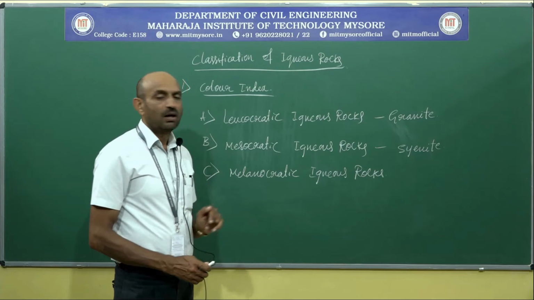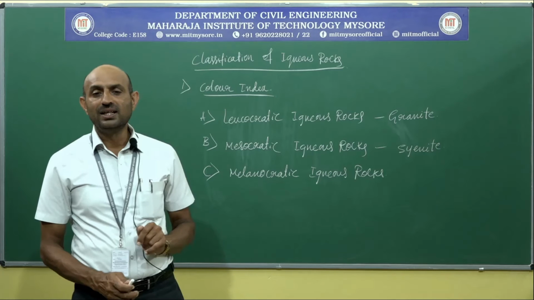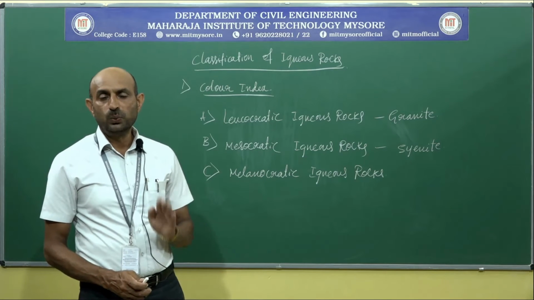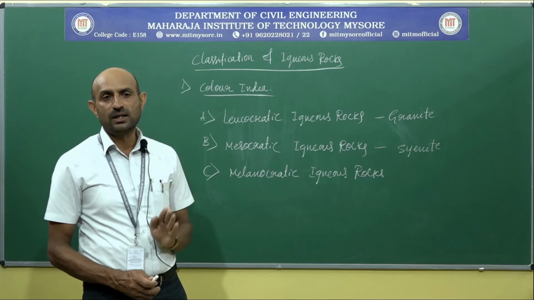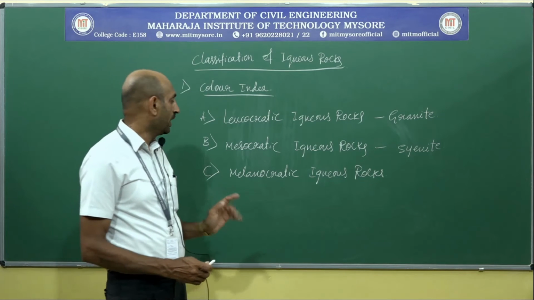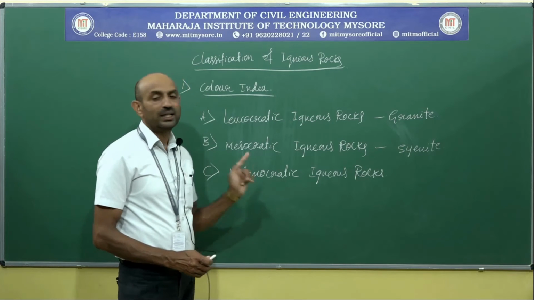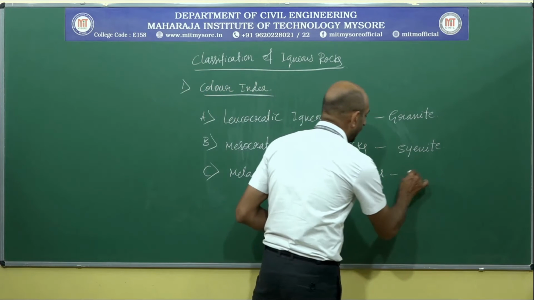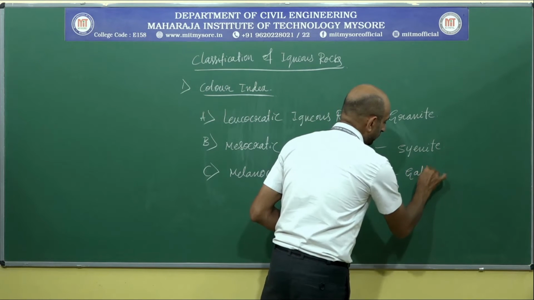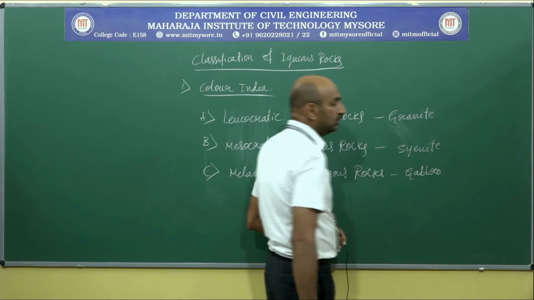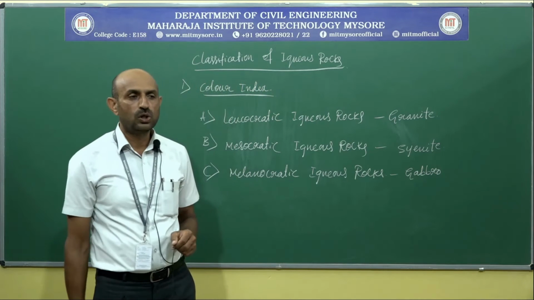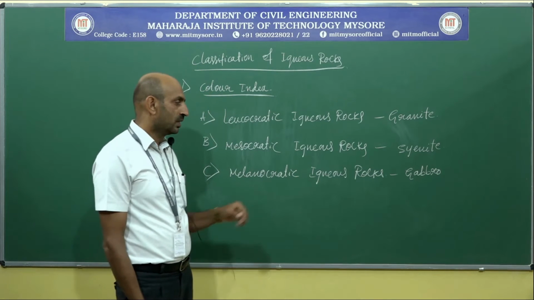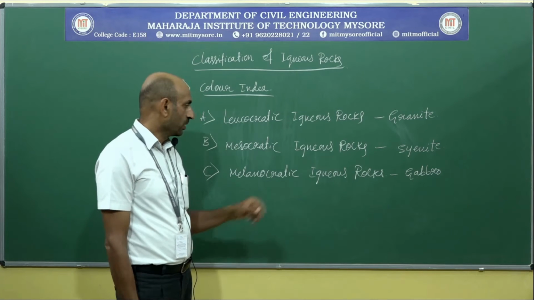The last one is Melanocratic igneous rocks. Igneous rocks which appear in dark color are called Melanocratic igneous rocks. Examples: gabbro, dolerite, basalt, picrite, dunite. Many such rocks are there in nature.